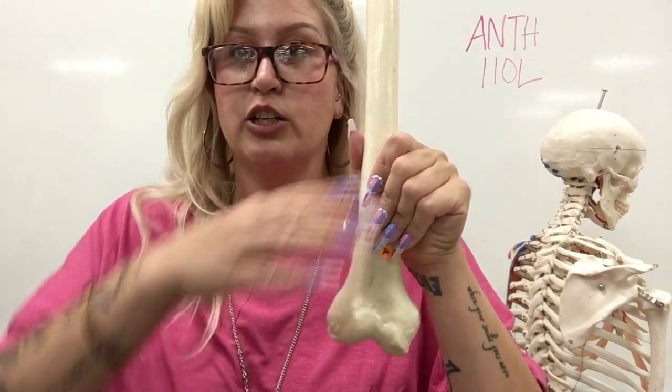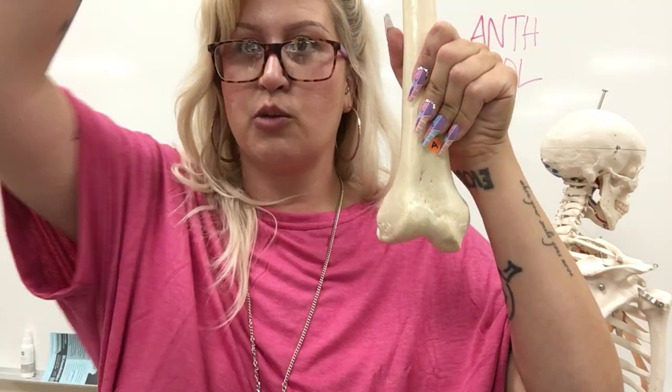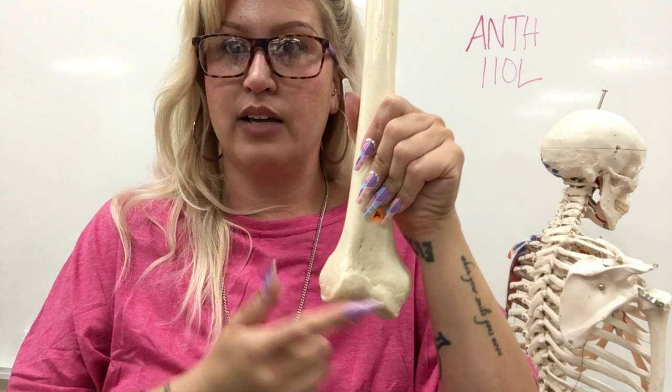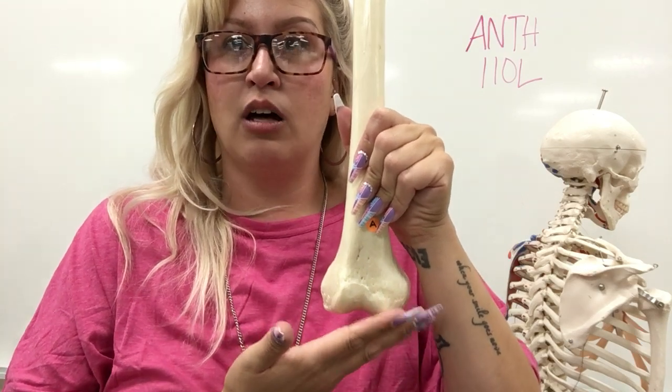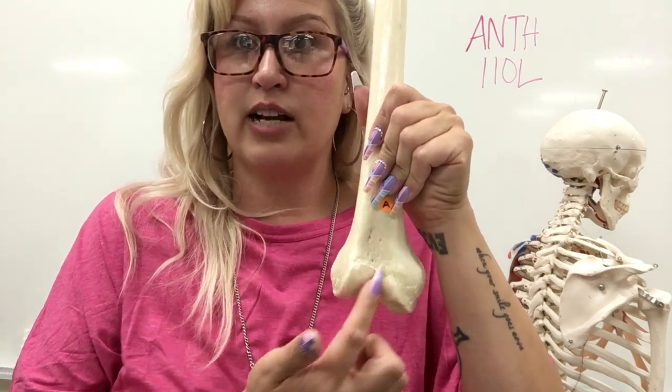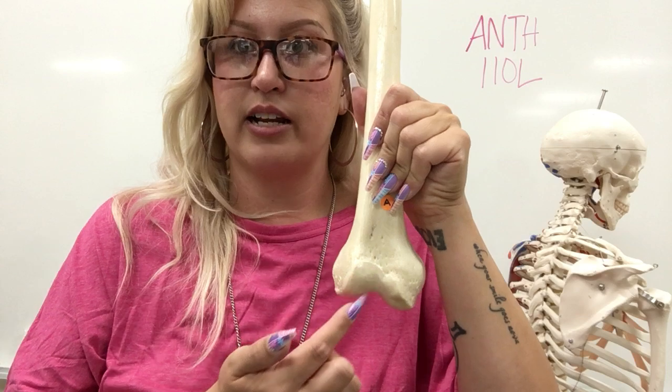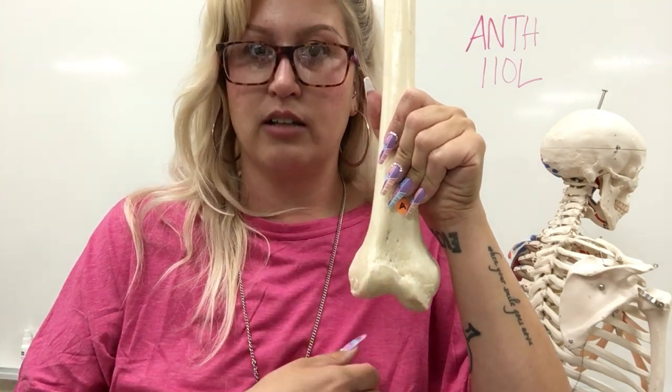But if you're looking, like you could have just this fragment of bone, so you didn't see the rest of the bone, you just saw this part of the bone, you can still determine if you're looking at a right or a left. So the medial condyle is always bigger. Hopefully you can see this area here is much larger than this area right here, right? Medial condyle is always larger.